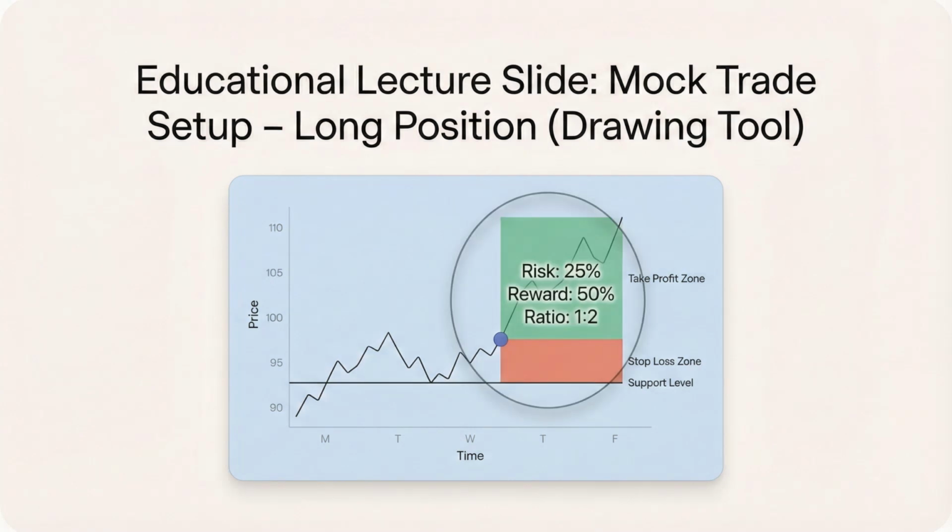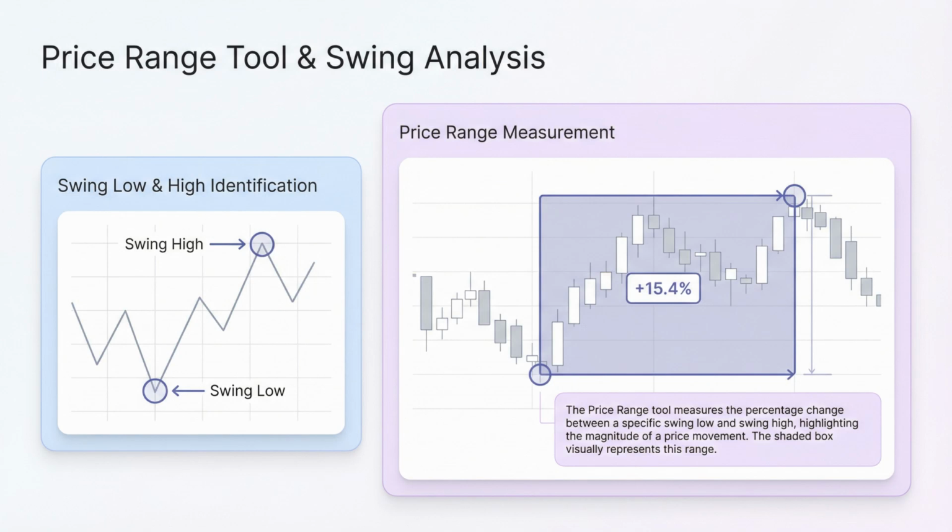The tool automatically calculates the risk-to-reward ratio. It visually defines the stop loss, usually placed just below the previous support, and the target profit area. This instantly shows exactly what percentage of the account is at risk compared to the potential reward, keeping risk management strictly in check. To measure market movements accurately, traders use the price range tool.